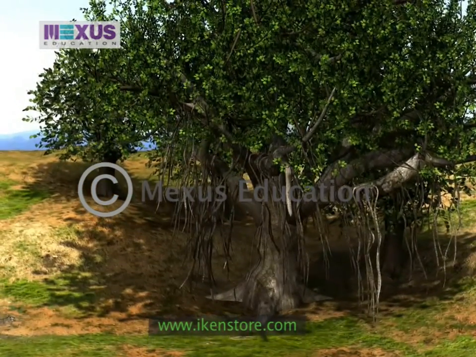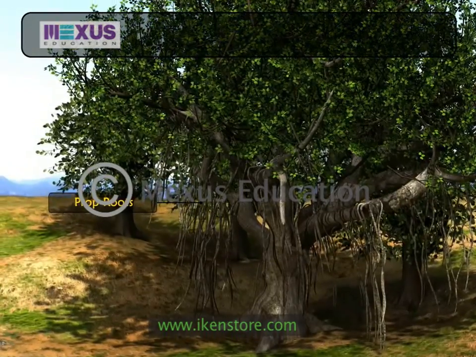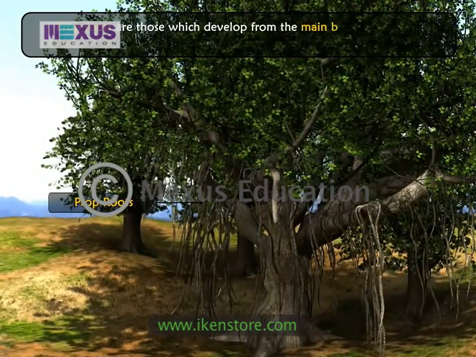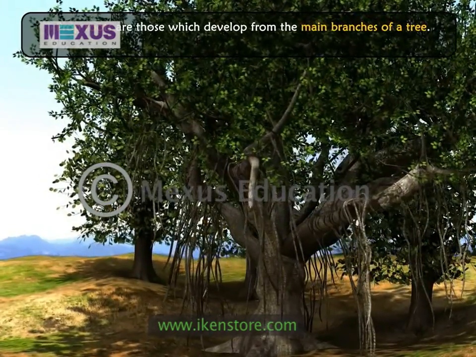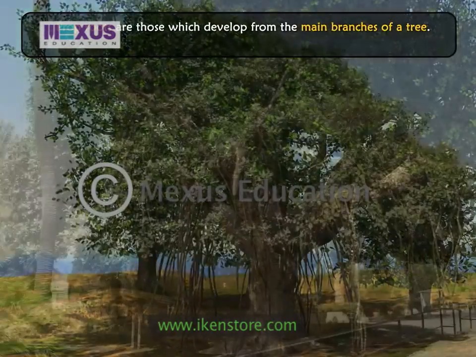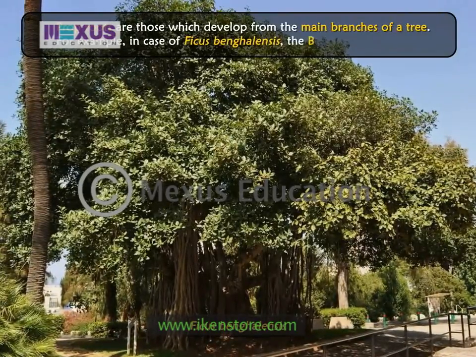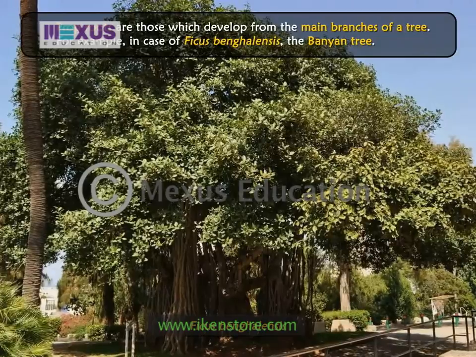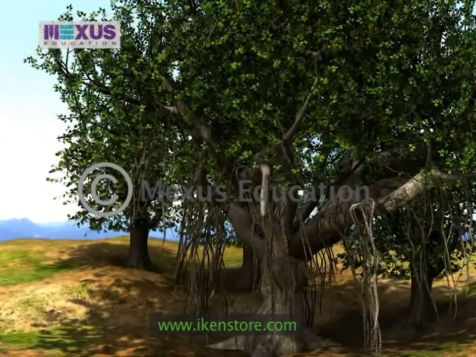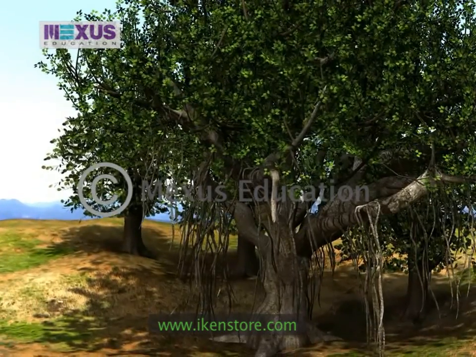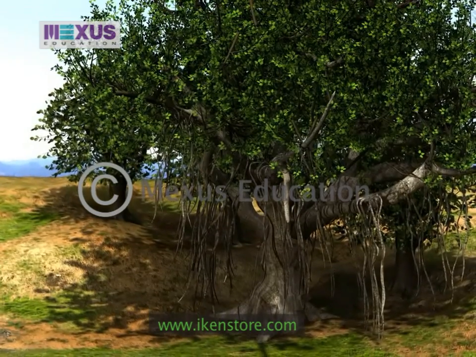Then we have modifications of adventitious roots for mechanical support. Prop roots are those which develop from the main branches of a tree and grow straight downwards to enter the soil and form underground branch roots. For example, in case of Ficus bengalensis, the banyan tree. As the roots grow old, they increase in thickness due to secondary growth and give support to the branches, which continue their horizontal growth, producing more prop roots at intervals.